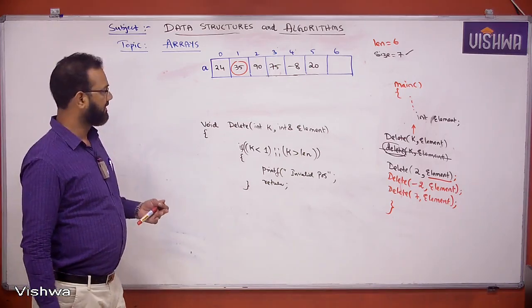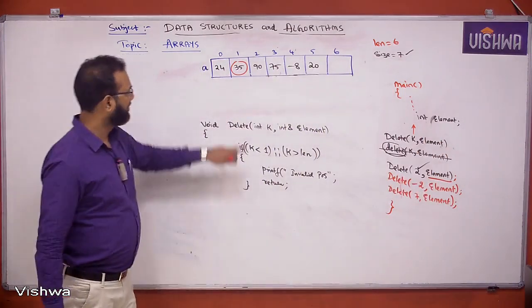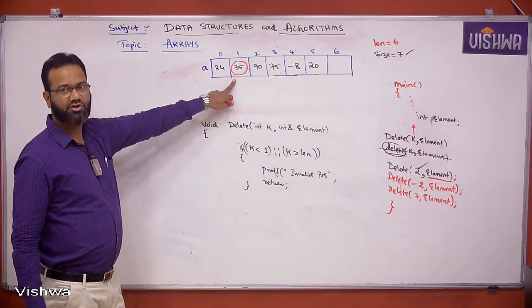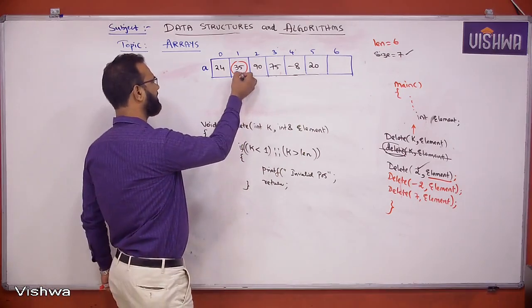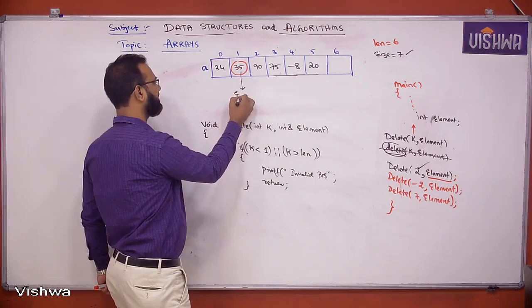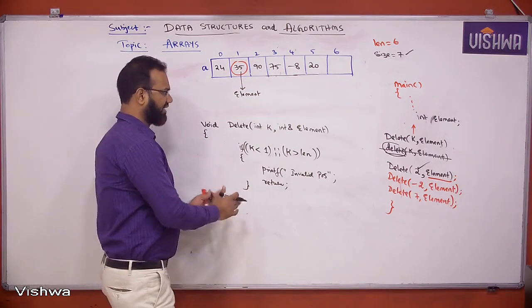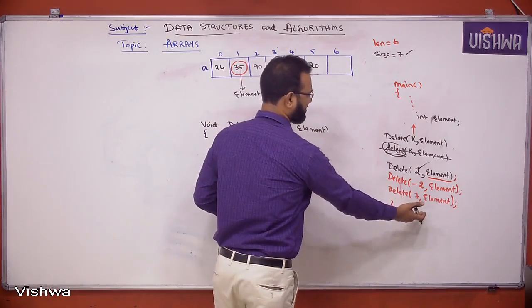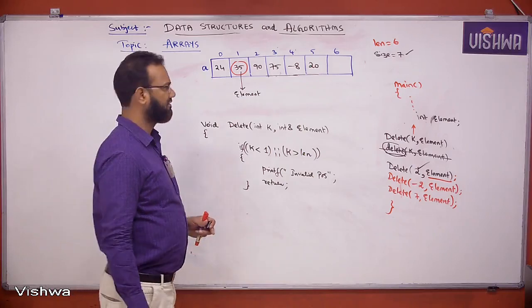But let us assume k value is 2. Yes, k value is 2. What should I do? Can I delete 35? Yes, I can delete 35. Simply copy down this 35 in a variable called element, so that you can access it in the main function by saying that yes, this so and so element has been deleted for that particular purpose.